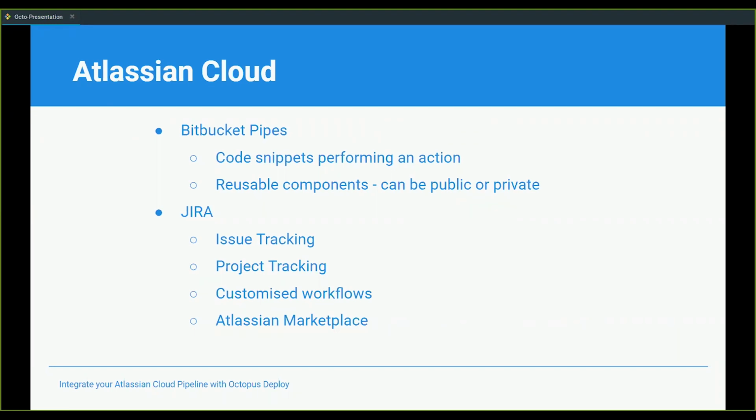And lastly, but by no means least, JIRA, which is probably one of, if not the most well-known Atlassian products. It provides a central place for both issue tracking and project tracking. It's suited really well for agile development teams.